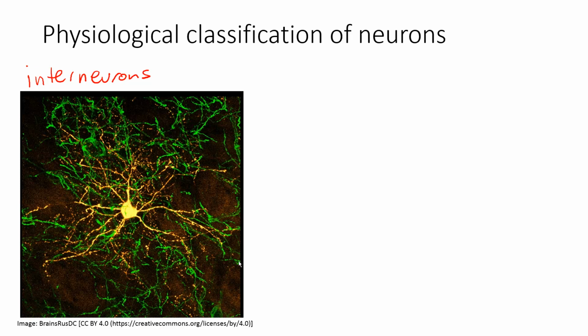So interneurons are contained almost entirely in the CNS, and in the simplest neuronal circuits, that is, a neuronal circuit is where we have some sort of input, a decision is made, and then some sort of output results from that. Those simplest neuronal circuits contain a single sensory neuron, a single interneuron, and a single motor neuron. So interneurons are inside the CNS, and they're connecting other neurons.